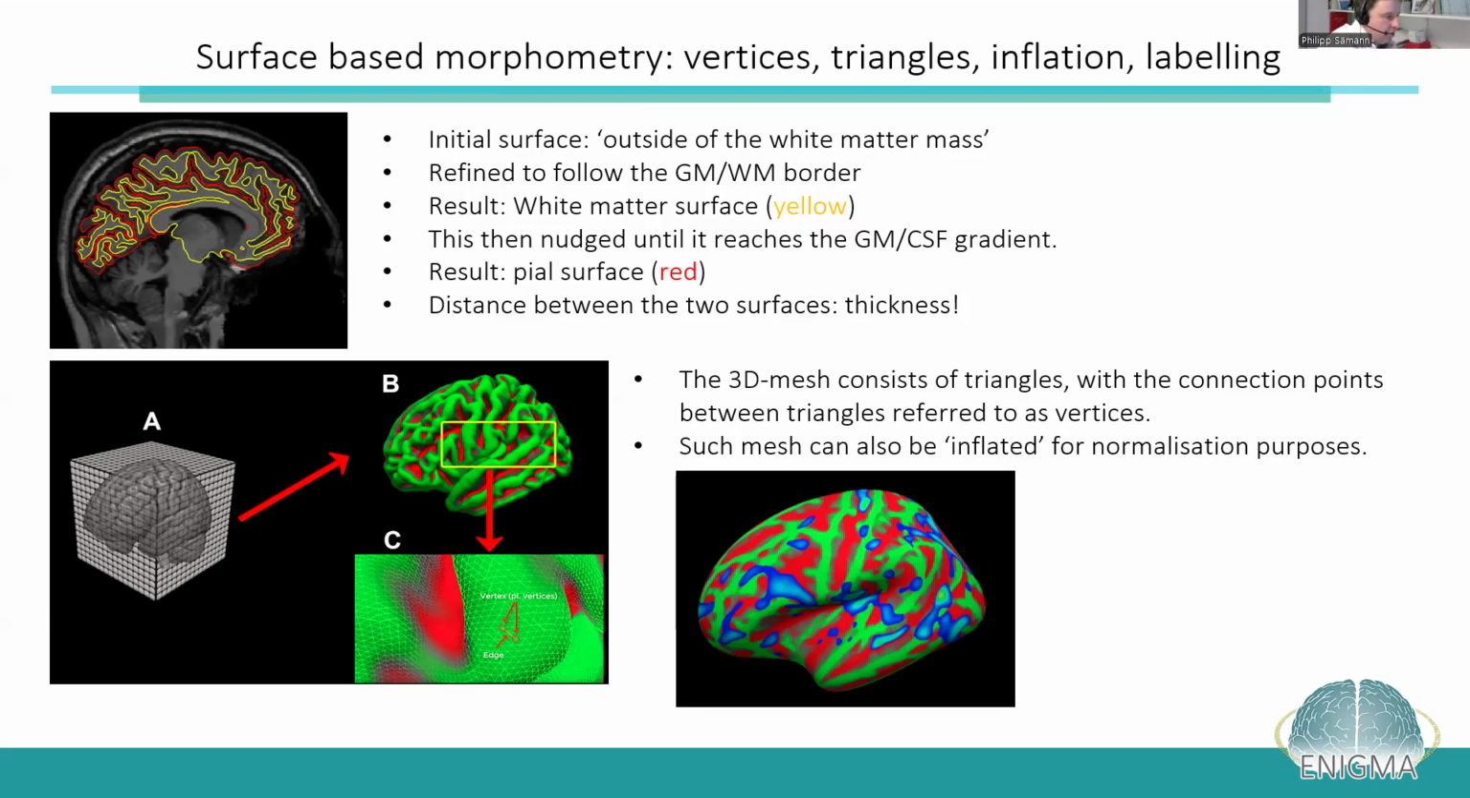As mentioned, you can then also perform statistical operations and group comparisons or correlations on these flattened out surfaces. In this example, you can see blue colored areas that represent some significant results in an example comparison.